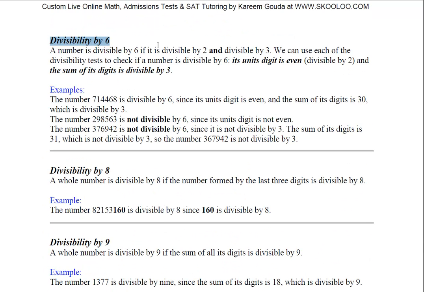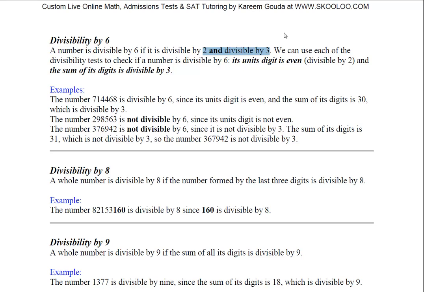A number is divisible by 6 if it is divisible by 2 and divisible by 3. Okay? Divisible by 2 and 3, not 2 or 3. It must be divisible by both 2 and 3. Okay, let's remember together. When is a number divisible by 2?